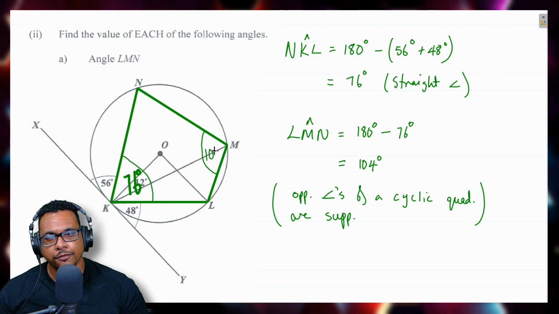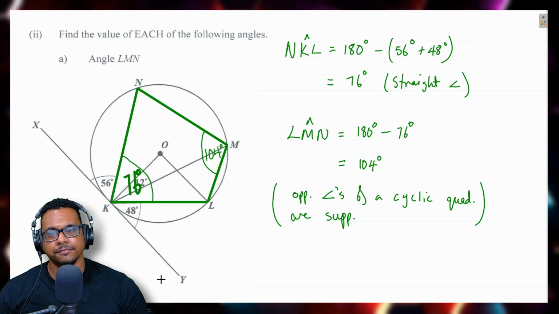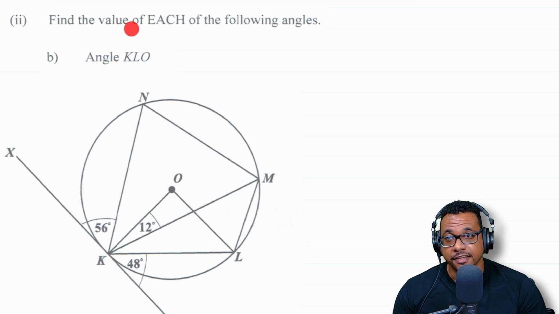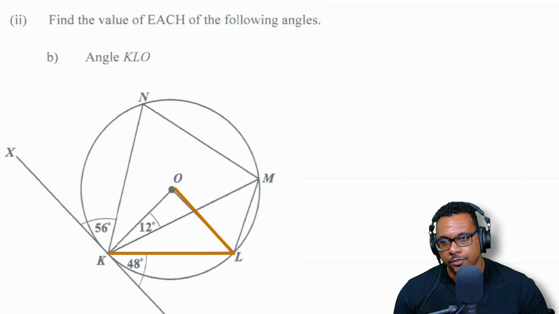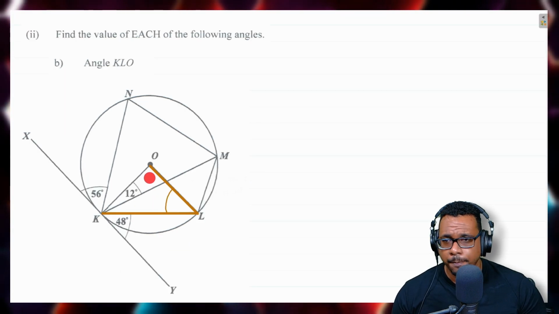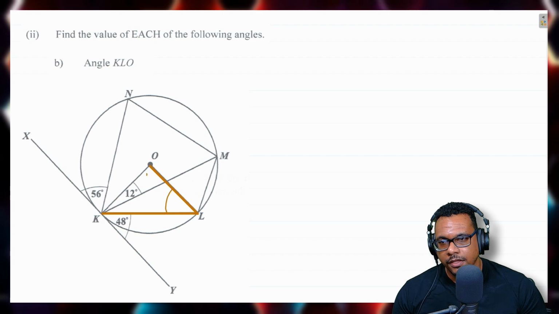All right, so this is your answer for angle LMN. It's 104 degrees. Now for part B of part 2, where we have to find the value of each of the following angles, we have angle KLO. So that'll be K to L to O. So that's K to L and then L to O. So this is the angle that we want to find. Now, I'm looking at this. And remember, up here was 96 degrees. Let's put that in. Here was 96 degrees.